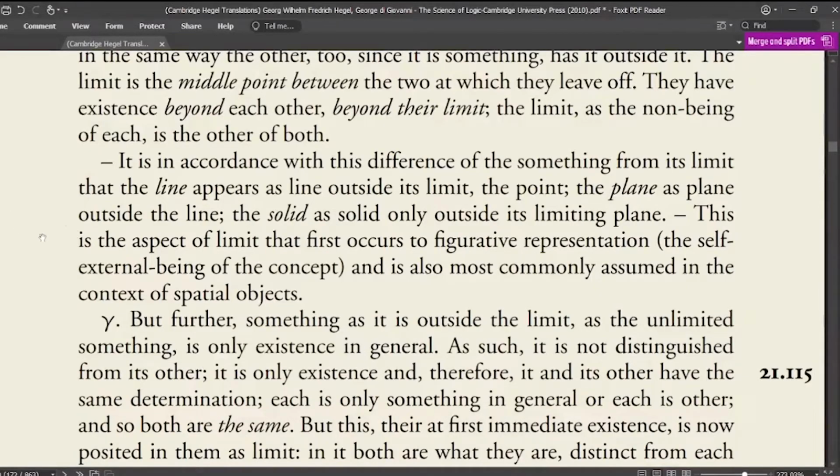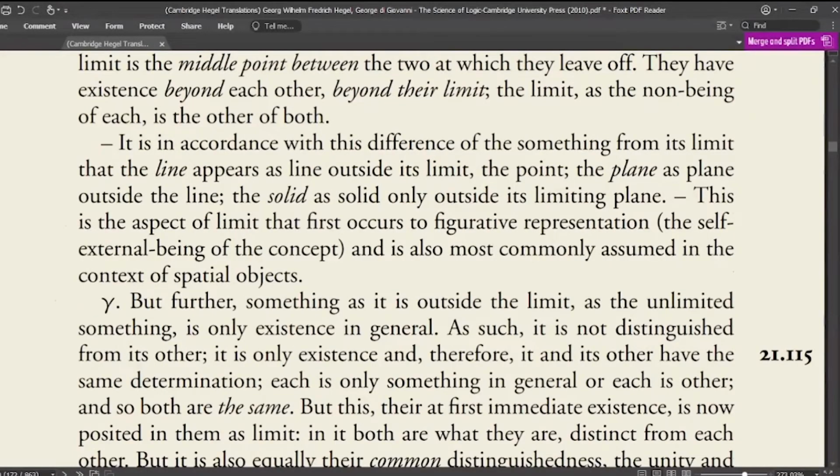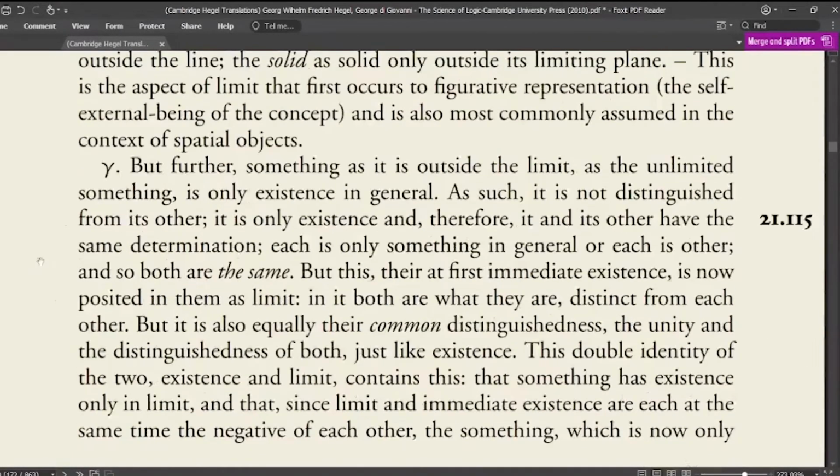To do non-being of the other. Gamma, but further, something as it is outside the limit, as the unlimited something, is only existence in general. So, you know, here it's talking about as if we erase the limit, outside the limit, as if there was no limit. Something is not determinate, it is only existence in general. We return back to the mere being, which at the same time is not.